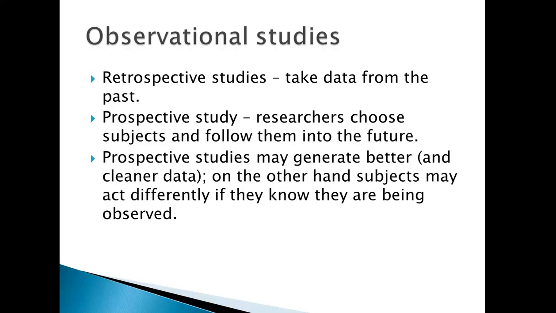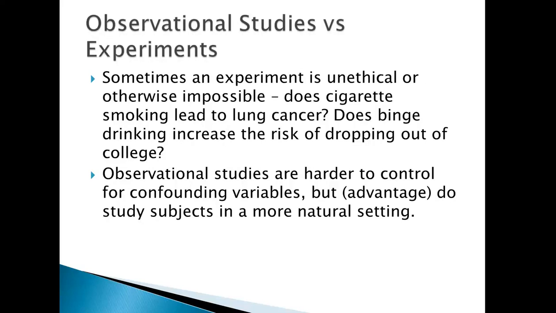There are also different kinds of observational studies. So a retrospective study takes data from the past and looks to see what happened, looking at medical records or surveying people about past behavior. And in a prospective study, researchers choose the subjects and follow them into the future. Prospective studies may generate better and cleaner data. So for example, if I want to know about students' study habits, it's kind of hard to ask them as seniors what their study habits were as freshmen. Whereas if I start them as freshmen and have them keep study logs, then I'll have pretty reliable data. On the other hand, subjects may act differently if they know they're being observed.